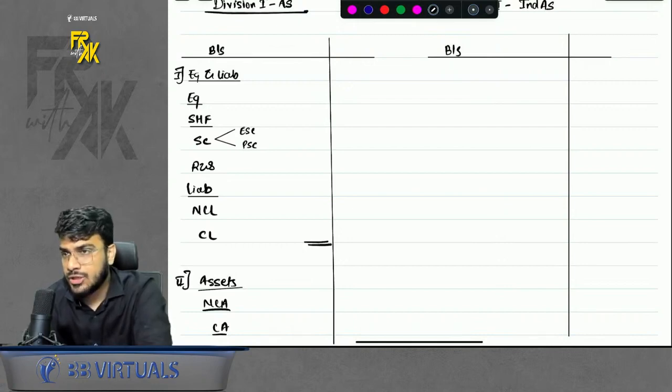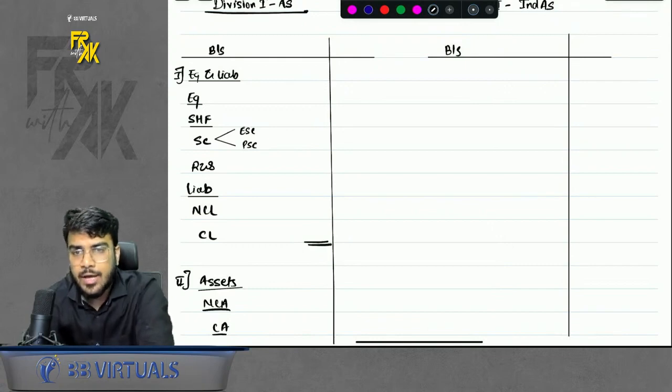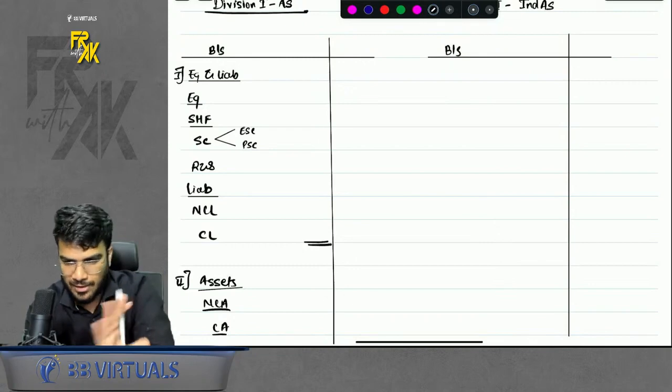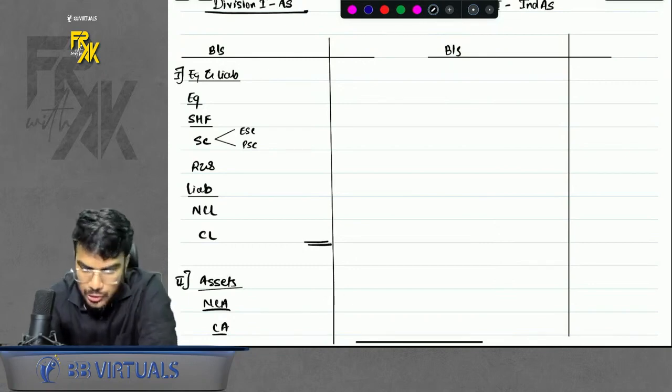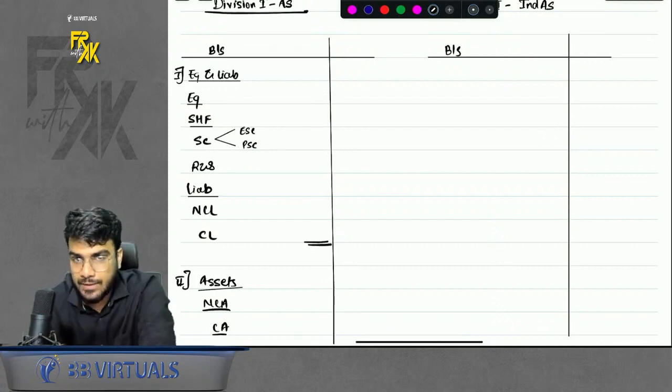Perfect answer, Nishita. Perfect answer, Aakash. Perfect answer, everyone. Many of you might know, but in case you are not aware, it's fine. No need to get that FOMO feeling, fear of missing out, right? It's fine. So in IND AS, we start with the heading of assets.